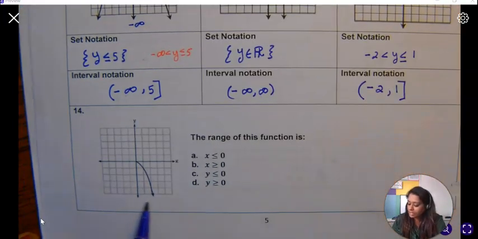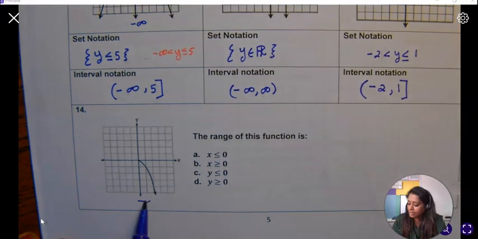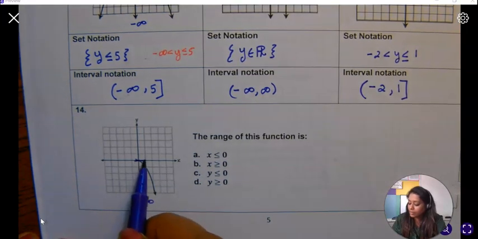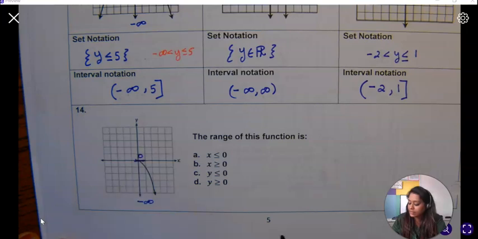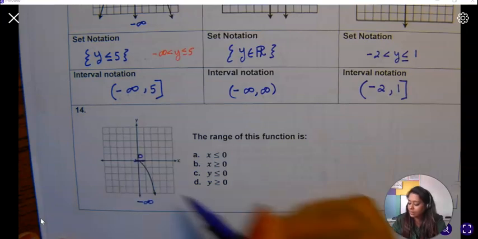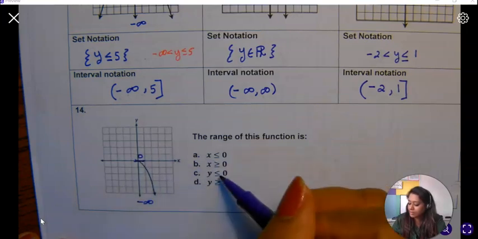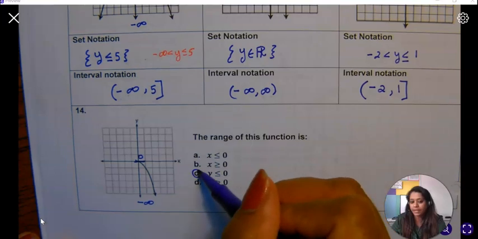All right, last question, y'all. It looks like it's starting from negative infinity to, on the y-axis, 0. Which means that y is less than or equal to 0. This one right here.